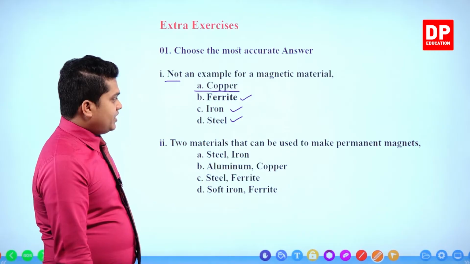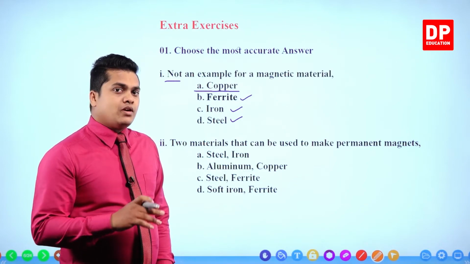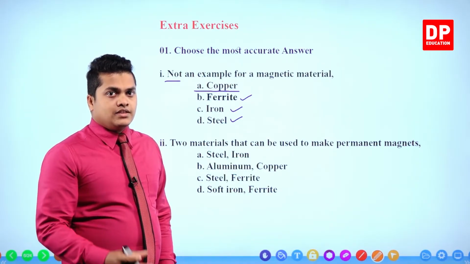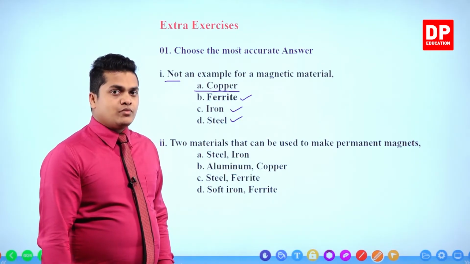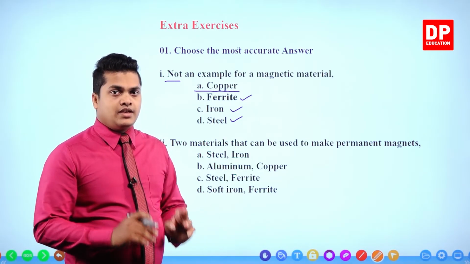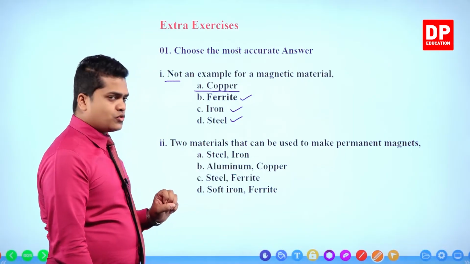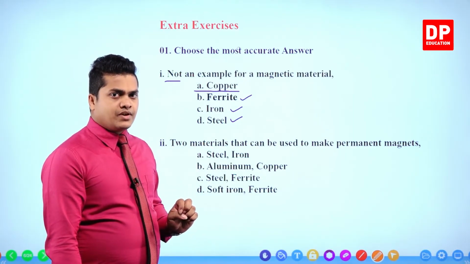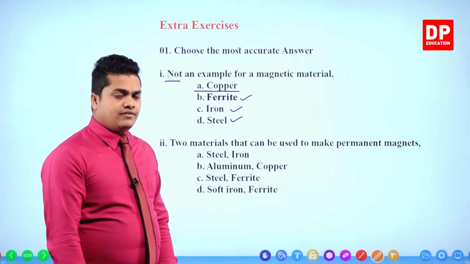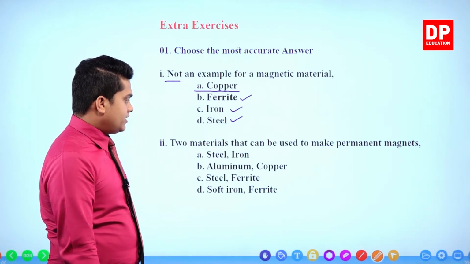Next, 2 materials that can be used to make permanent magnets. The main material we use to make permanent magnets is ferrite. We use ferrite as the main material. Then the second material is steel. We use steel to make permanent magnets. So ferrite and steel are the correct responses. Iron cannot be used to make permanent magnets, because after some time, iron is going to lose the magnetic power, the magnetic effect. So we use steel or else ferrite. So steel is correct, but iron is not.